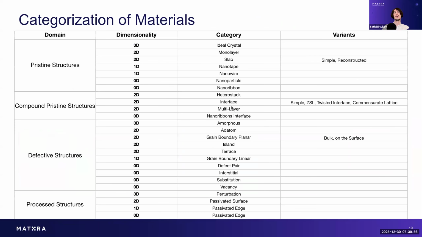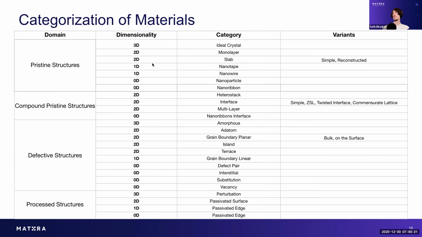To make it easier to find specific material or transformation, we use such categorization, where we split materials first by domain: pristine structures, such as ideal crystal, compound pristine structures, such as interface between two slabs, defective structures, such as adatom or interstitial defect, and process structures, such as perturbation or passivation.